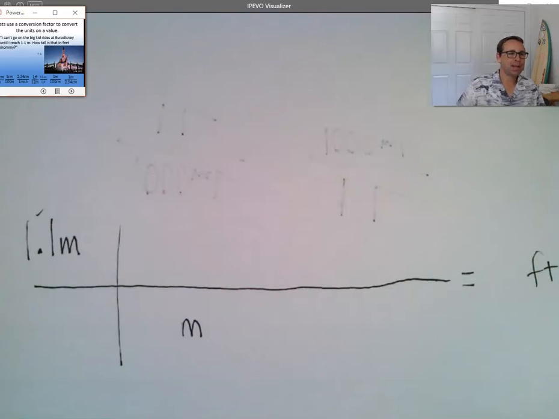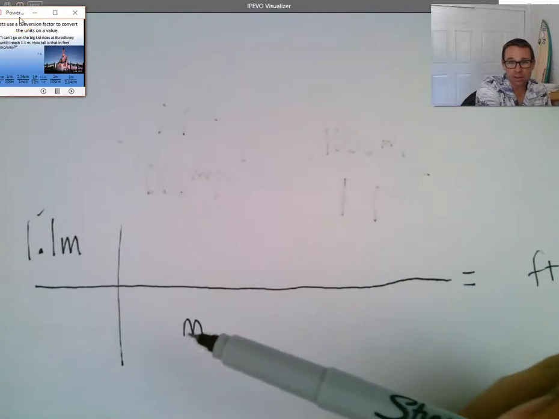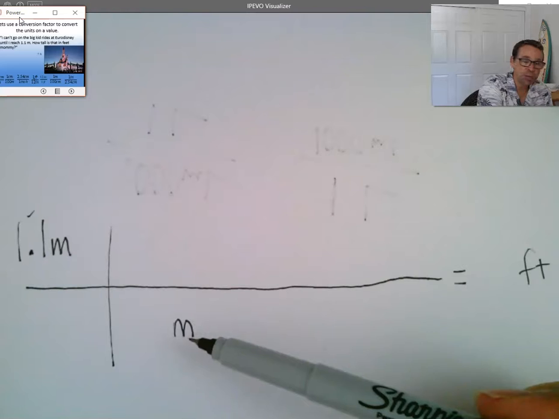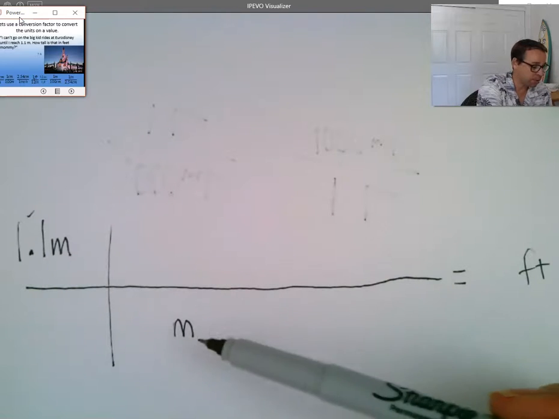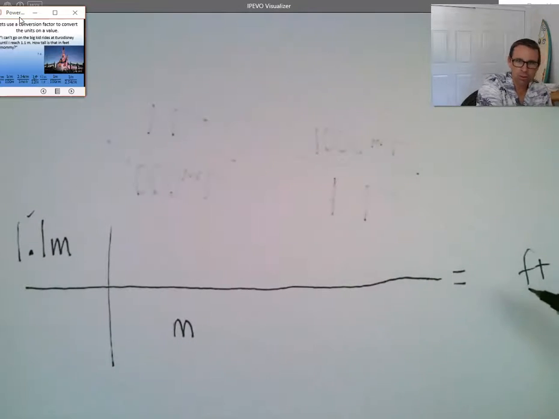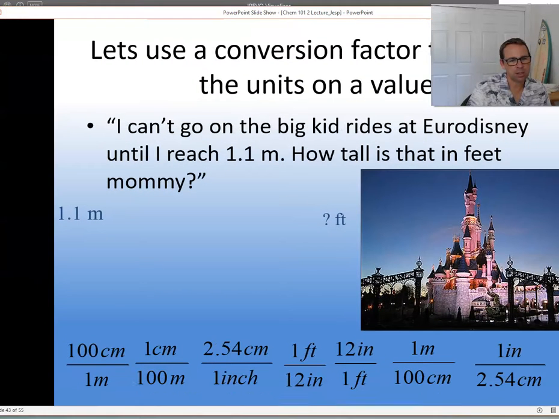Okay. So now I have to think of some conversion factors, and this is where our brain cells come into play. Conversion factors that will get me from meters closer to feet. And I've supplied some up here for us to look at. Which one of these looks like something we might be able to use to get us closer to feet?